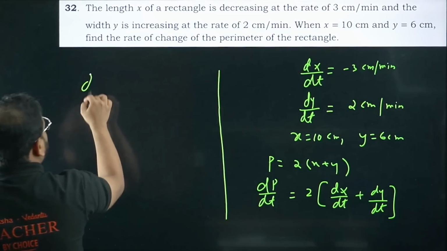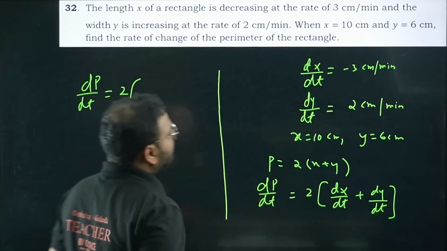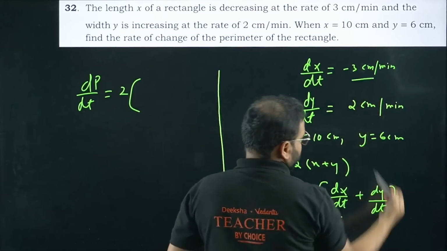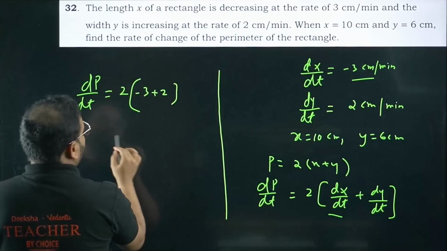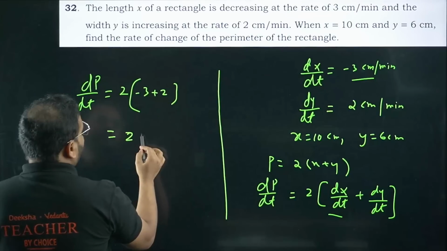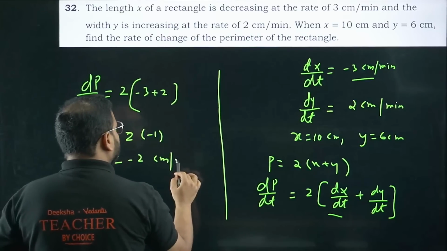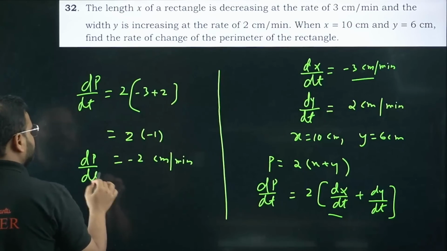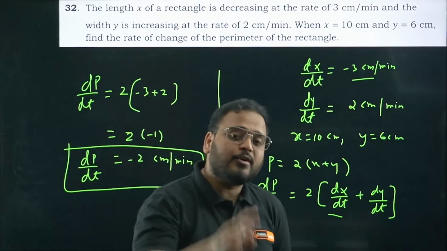So I get here, sir, dP by dt is nothing but 2 times of the values, which are known now. Minus 3 plus 2. dx by dt is minus 3. This is nothing but plus 2. So right here, minus 3 plus 2. How much is that? 2 times of -1, so giving me answer as -2 centimeter per minute, sir. This is the change in the perimeter, a decrease with respect to time of 2 centimeter per minute. The perimeter is decreasing at the rate of 2 centimeter per minute.